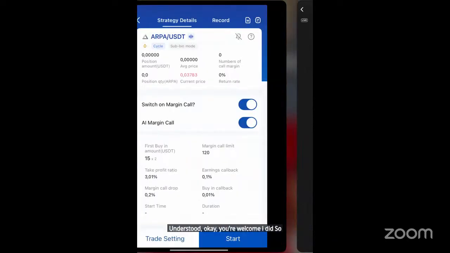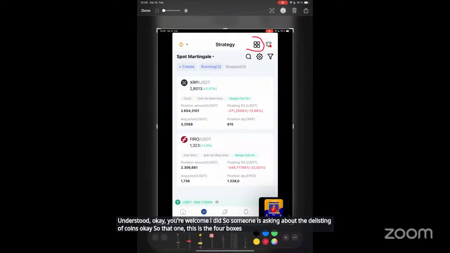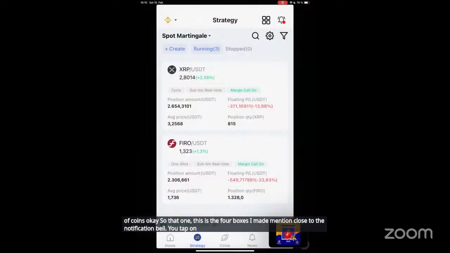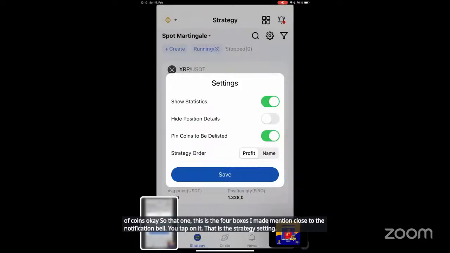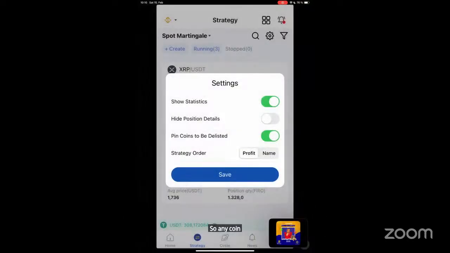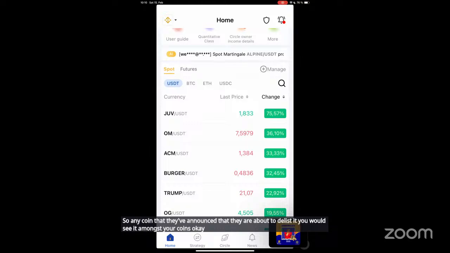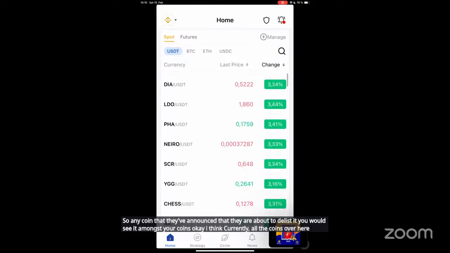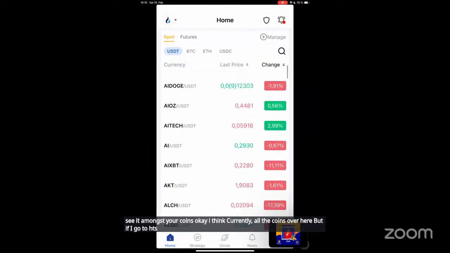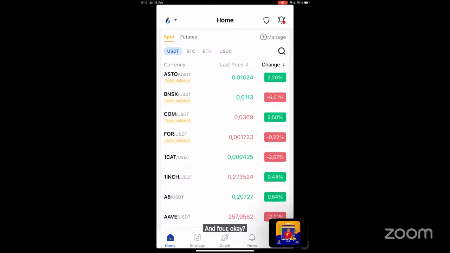So someone is asking about the delisting of coins. This is the 4 boxes I made mention of close to the notification bell. You tap on it. That is the strategy setting. Pin coins to be delisted, show statistics. But just turn this on. Then you save. So any coin that they've announced that they are about to delist, you would see it amongst your coins. I think currently all the coins over here are not, but if I go to HTS, I'll see pink coins to be delisted for Asto, BNSS, COM, and 4. So you don't mistakenly trade it because you see it as an opportunity to trade.